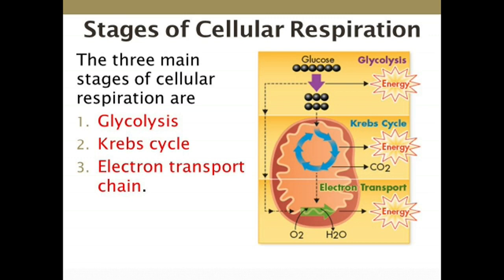Now whether it is a eukaryotic cell or a prokaryotic cell, both types of cells undergo cellular respiration. If we want to see in how many stages this cellular respiration occurs, we will say there are three main stages of cellular respiration. That means cellular respiration occurs in three steps. What are they? Glycolysis, Krebs cycle, and electron transport chain. Got it? Now just look at this figure.